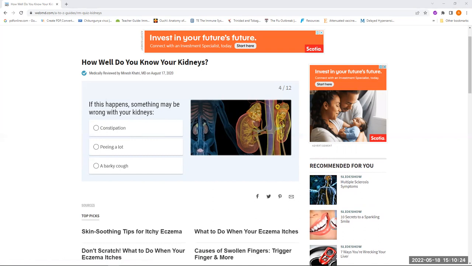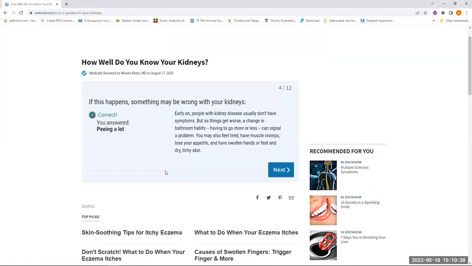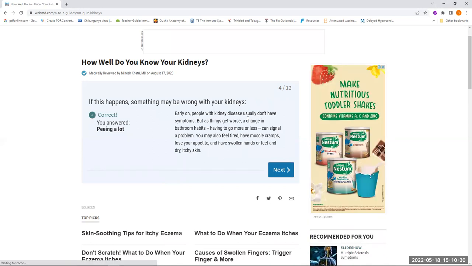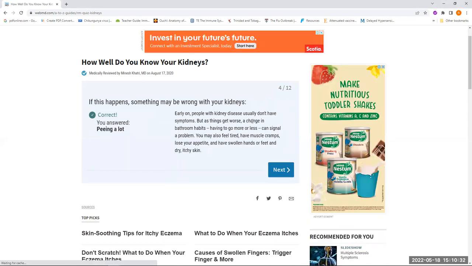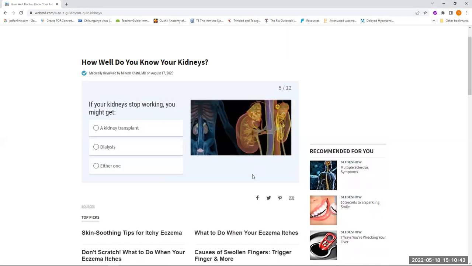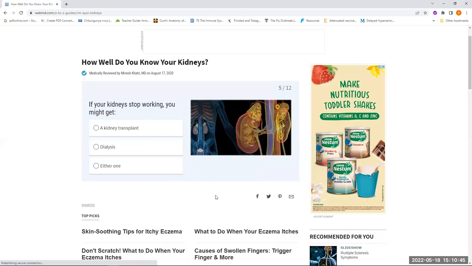Sorry, say it again. Peeing a lot. Let's see if that is so. Yeah, right? People with kidney disease usually don't show a change, having to go more or less, right? You may also feel tired, have cramps, lose your appetite, and have dry, swollen feet and dry, itchy skin. Okay, very good. If your kidneys stop working, what might you get?